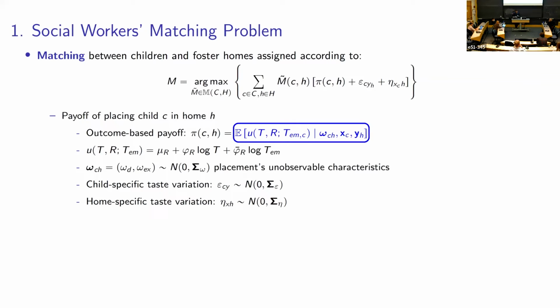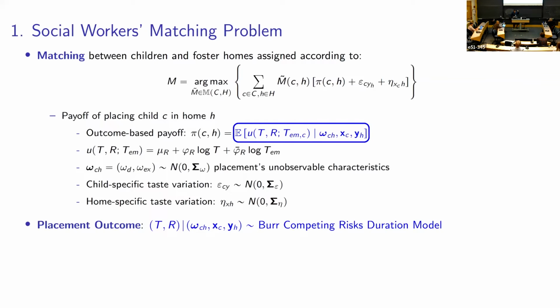Okay, good. Then the part that I need to tell you is how I'm going to take this expectation. So basically, where does the outcome come from? Here I'm going to assume that the conditional distribution of outcomes is going to come from a competing risks integration model that I'm going to show you on the next slide. So this is a parametric assumption for this exercise.